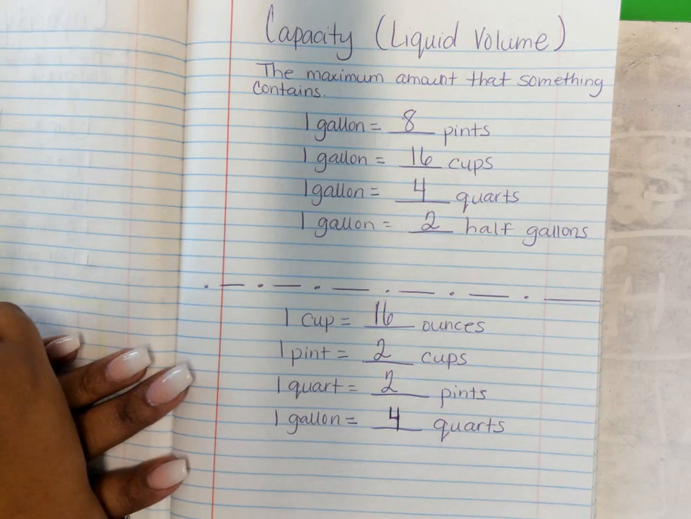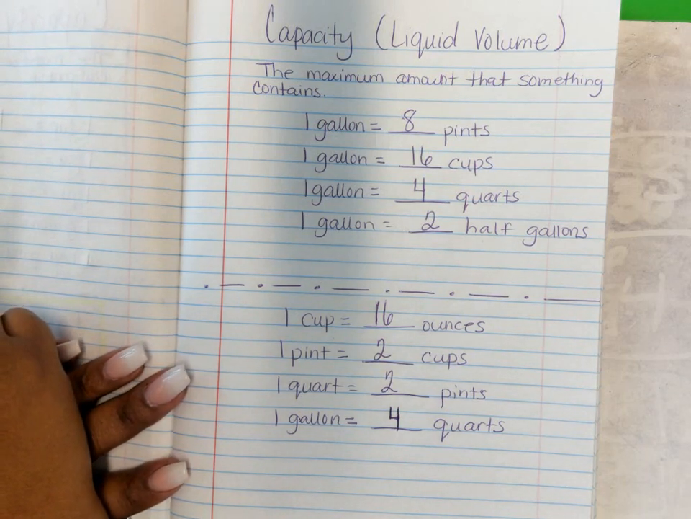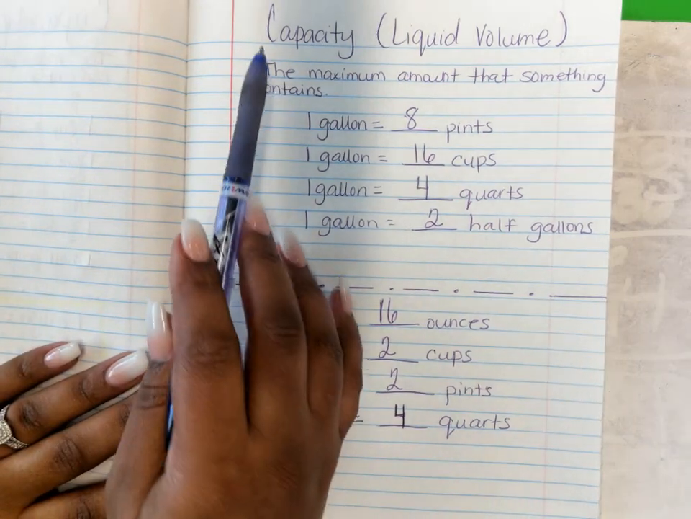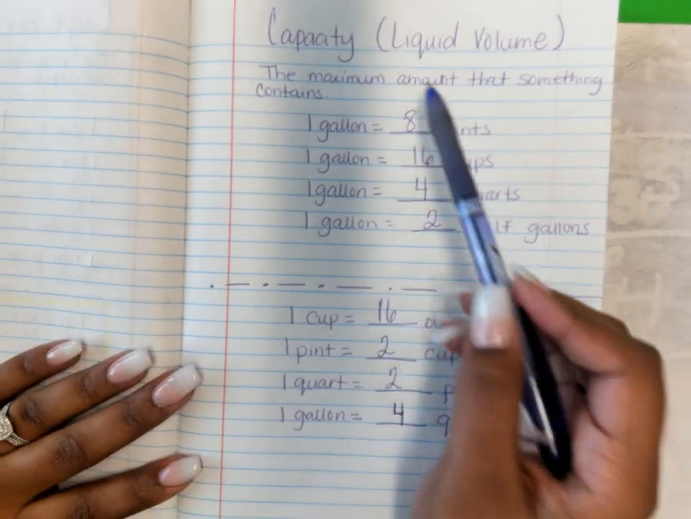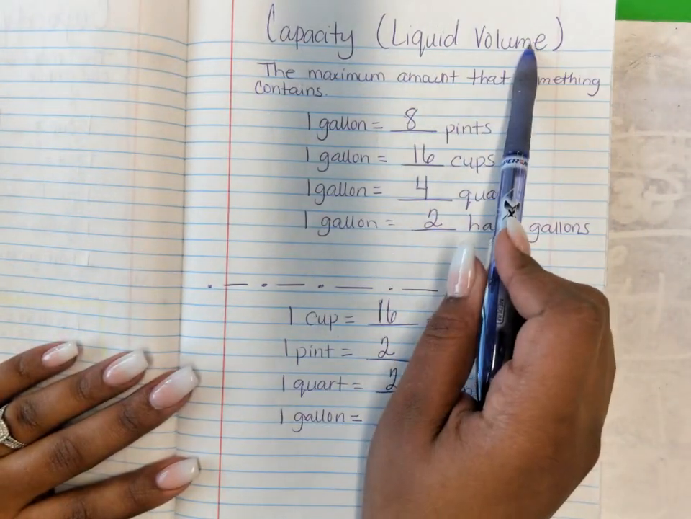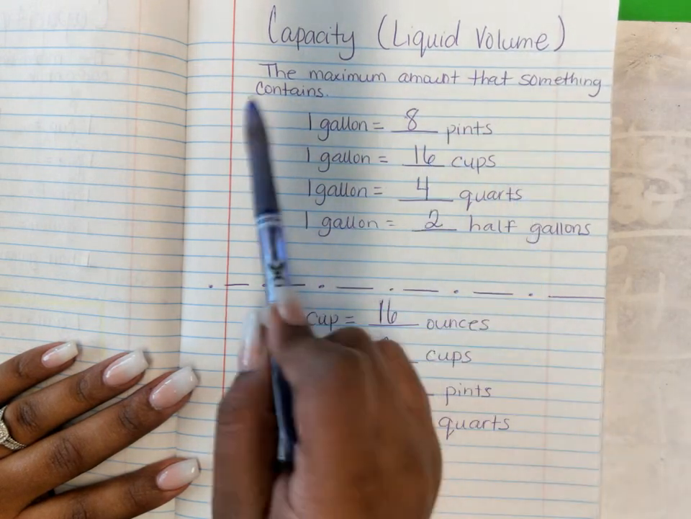Today in class we talked about measurement, and one of the customary units of measurement that we talked about dealt with capacity, which is the same as liquid volume, and it's the maximum amount that something contains.